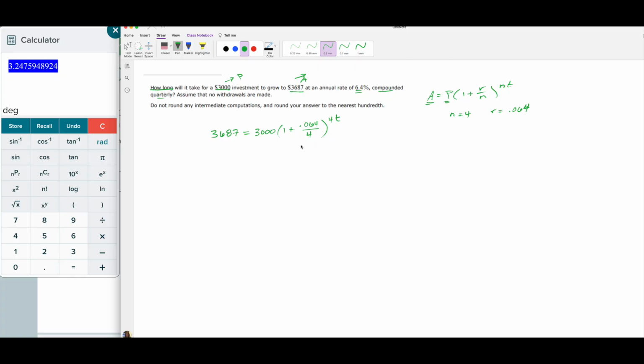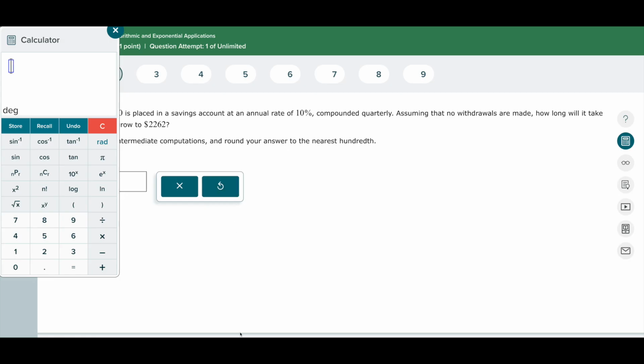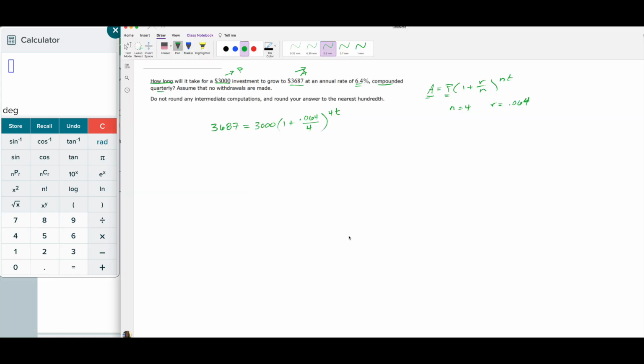So I chose this one because I think it's a little bit more difficult when the unknown is in the exponent. So let's practice the algebra that's involved here. Okay, so my objective is to figure out what t is. Before I start to do anything, I want to get the exponential piece of this equation by itself. So I'm going to divide both sides of the equation by this number out front, which is 3,000.